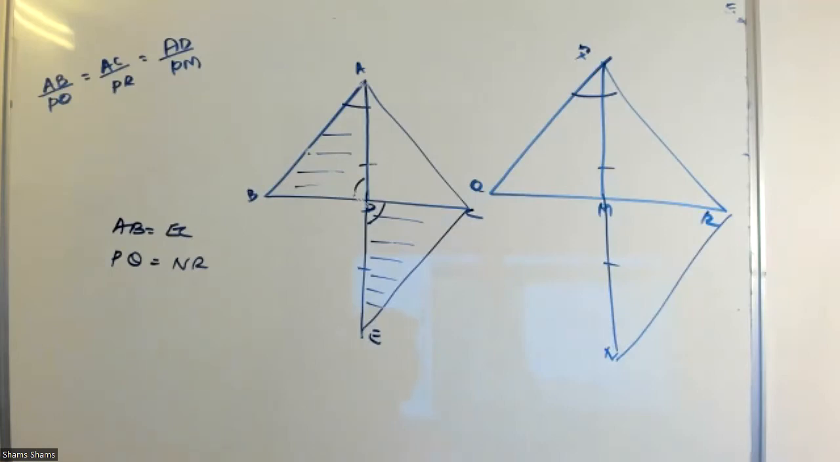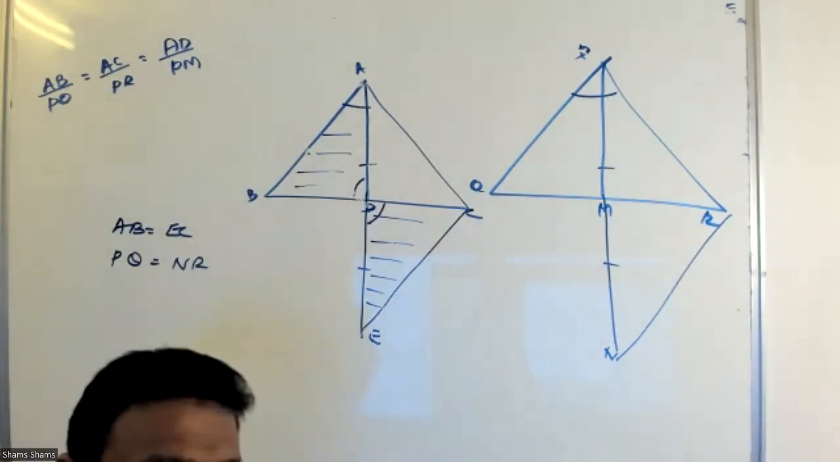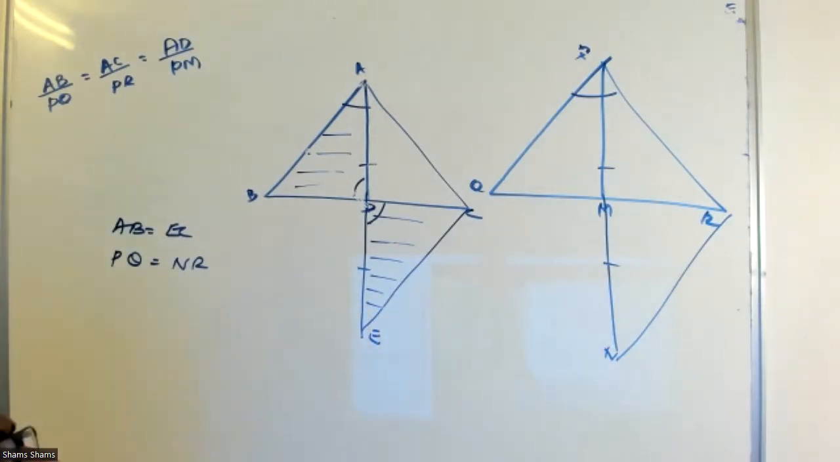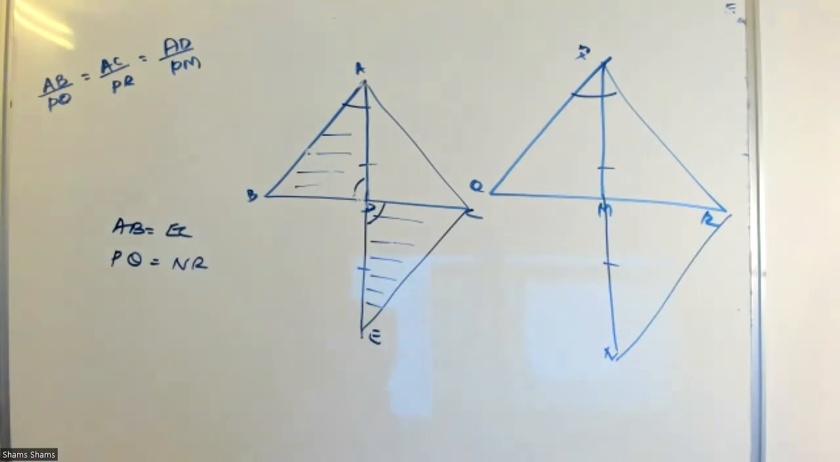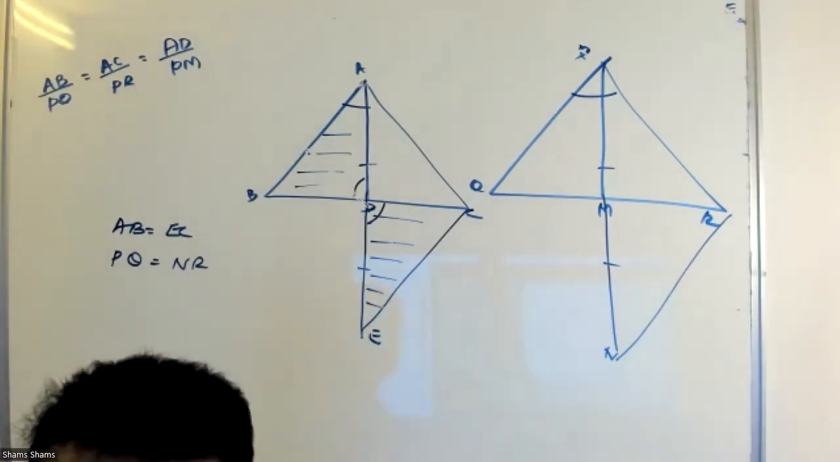Then BD equal to DC, given. Therefore, triangle ADB congruent to triangle EDC, by SAS congruency. Hence, AB equal to EC, CPCT.